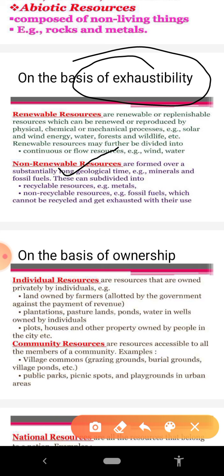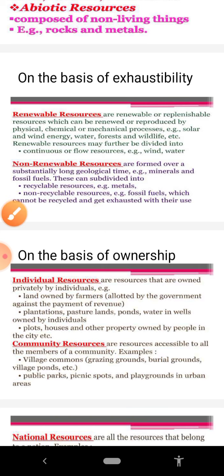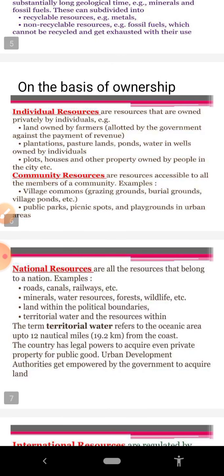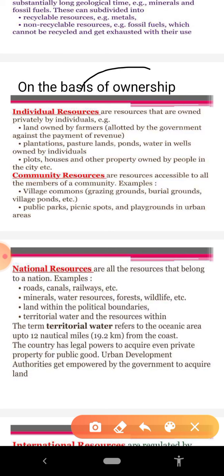After that, we will discuss classification of resources on the basis of ownership. On the basis of ownership, resources can be of different types. First one, individual resources. Resources which are owned by private individuals are known as individual resources. We can take the example of plots, fields, horse, car, books, etc.